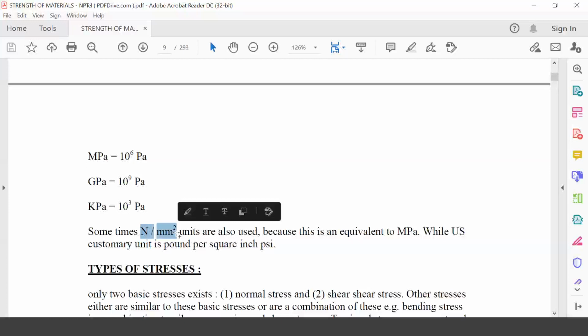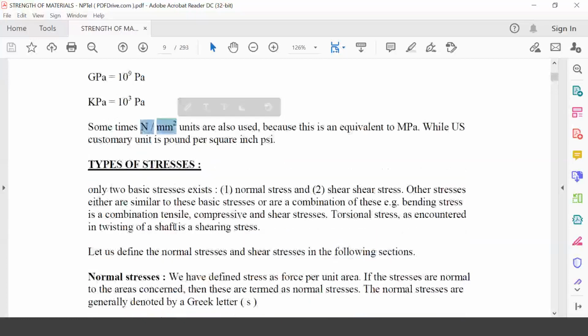Then you are having what? Giga. Giga is 10 to the power 9. Then you are having what? Kilo. Kilopascal is 10 to the power 3.